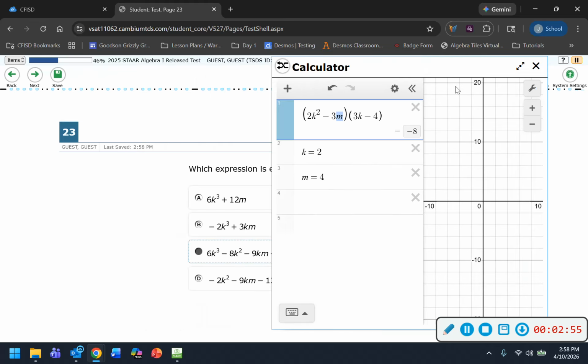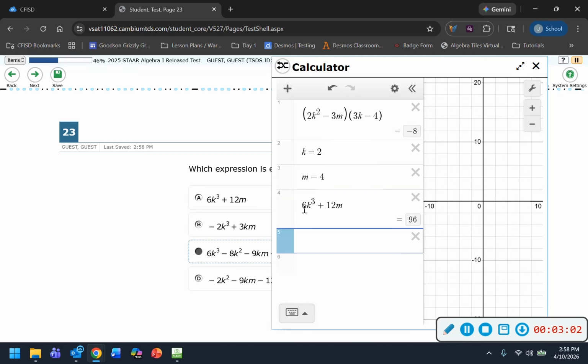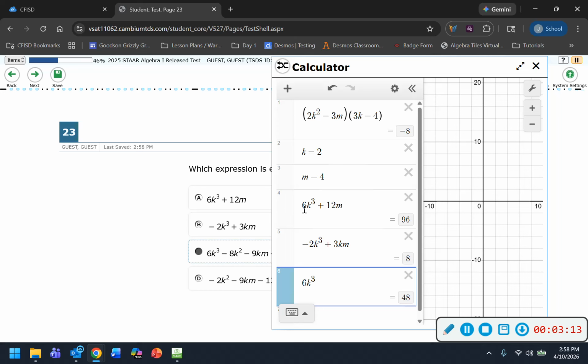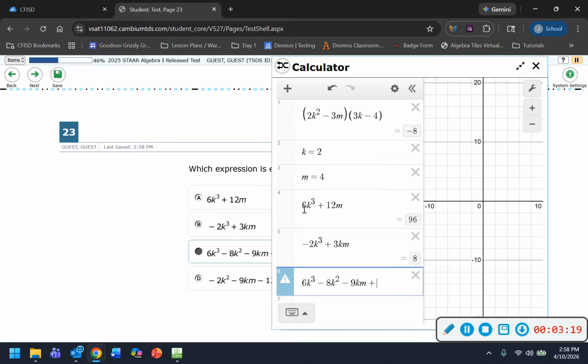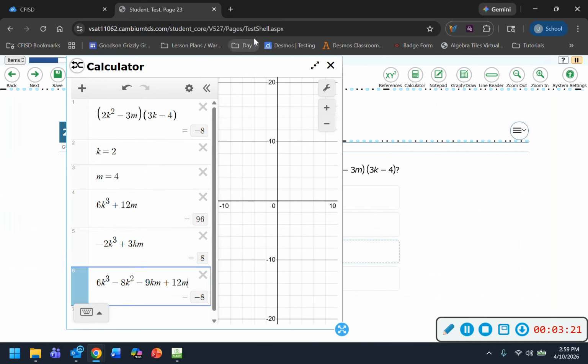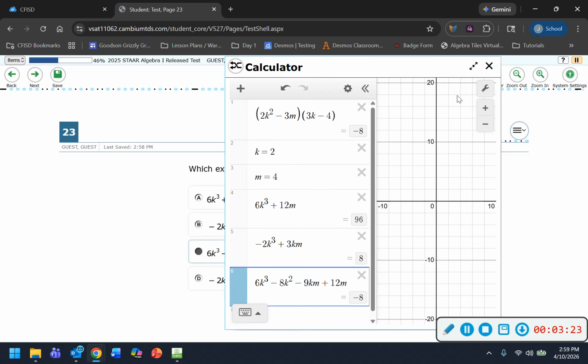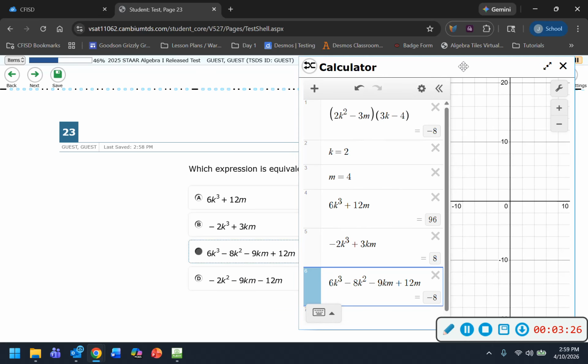What you need to do from here is just check. Each answer choice, did it match? Nope. Did this one match with the value of the original? Almost, but not quite. Then let's do 6k cubed minus 8k squared minus 9km plus 12m. I'm going to assume that's what it says, but let's just double check. Yep, plus 12m. So we definitely have our answer here.